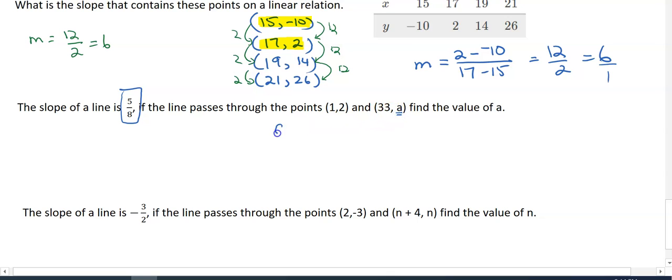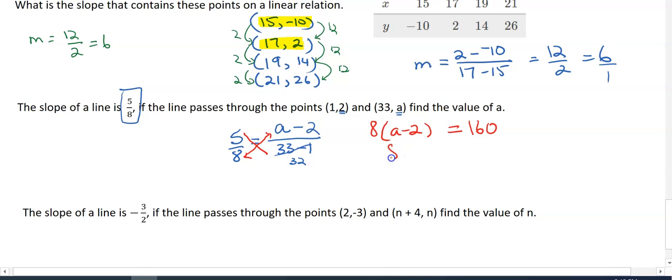I'm going to take my second y, subtract my first y, all over my second x, subtract my first x. And that equals 5 over 8, my slope. 33 minus 1, I can clean that up to be 32. So whenever you have proportional reasoning in mathematics, a fraction equals a fraction, we can cross multiply. You take the 8 and you multiply it by the a minus 2. You make that equal to the 5 multiplied by the 32.